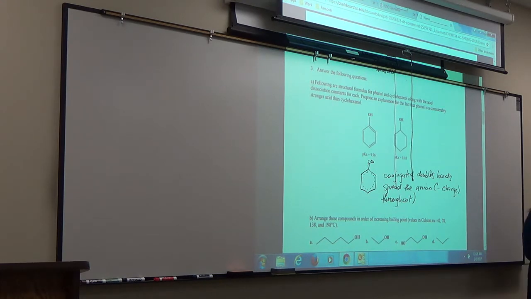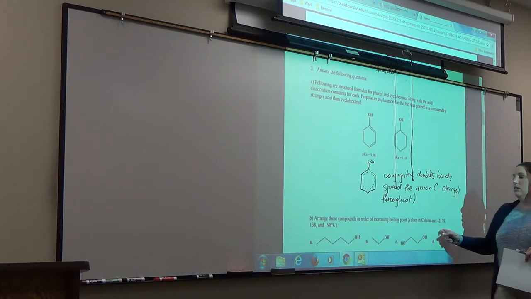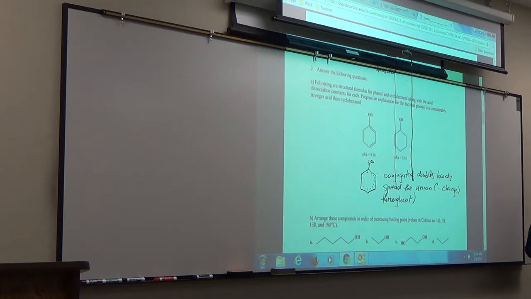Still got to consider, remember that in general, alcohols are not good acids. They're not acids, they're not bases. They're right in the middle like water. They're neutral. Okay? So then in B, it talks about boiling points. So what do we know about alcohols and boiling points? The more OHs, the higher the boiling point. Yeah, so the OH provides more hydrogen bonding.